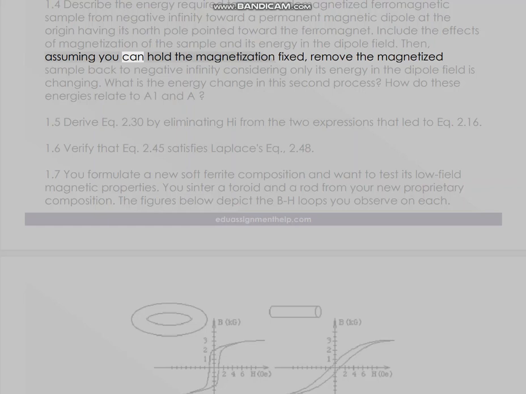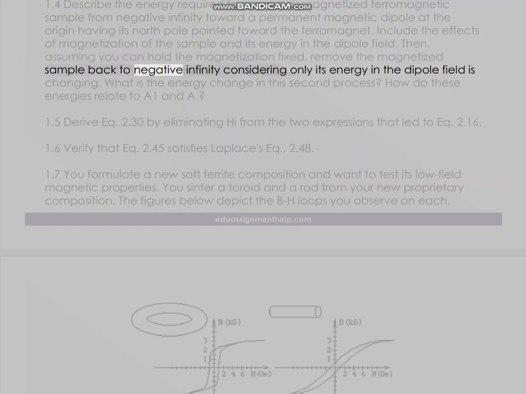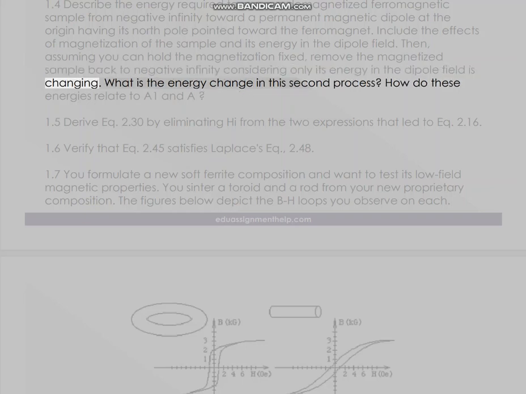Then, assuming you can hold the magnetization fixed, remove the magnetized sample back to -infinity, considering only that its energy in the dipole field is changing. What is the energy change in this second process? How do these energies relate to 1 and a?